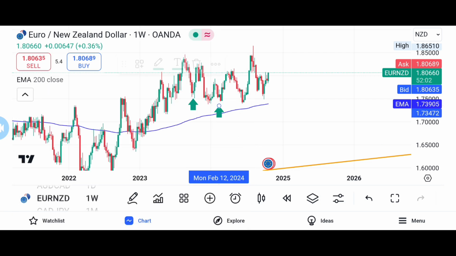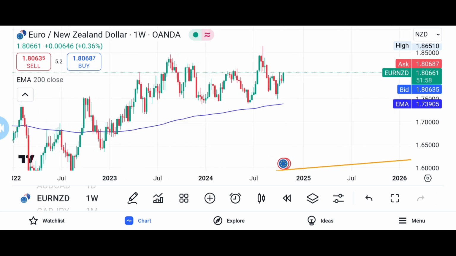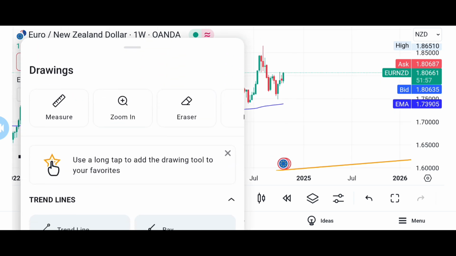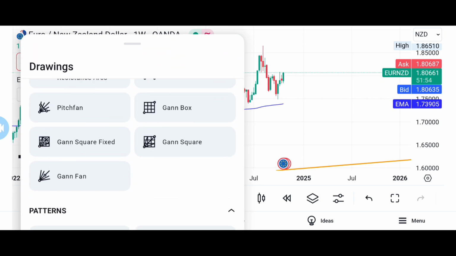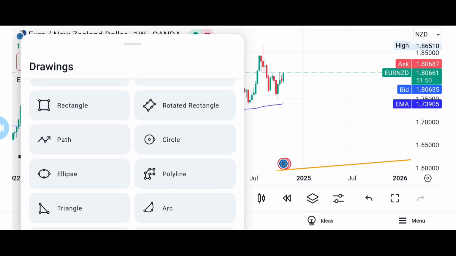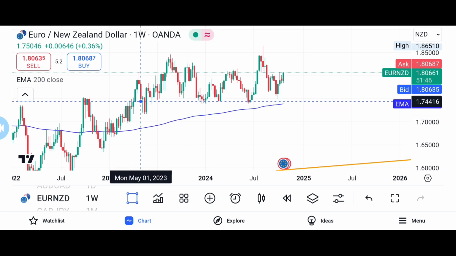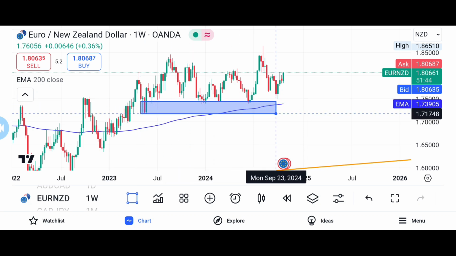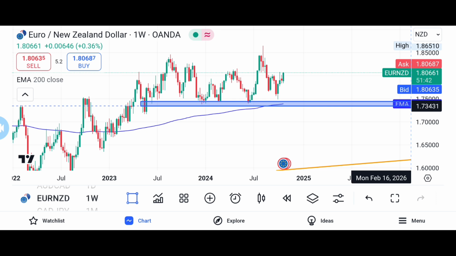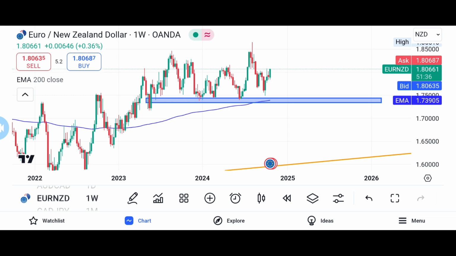So let us draw the support with the blue line, and this time I'm going to include the support with an order block, or draw my support with this rectangle. That will be my support. Are we together? I can see that is a great support in weekly.